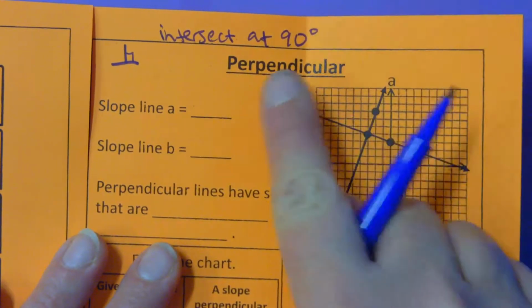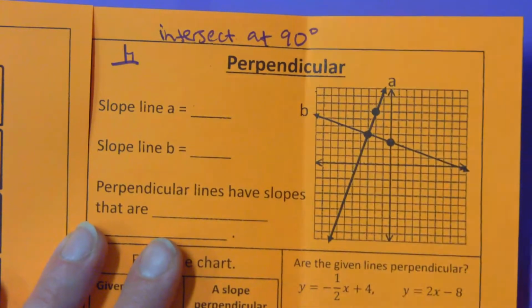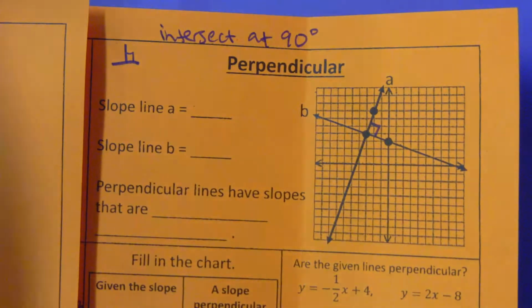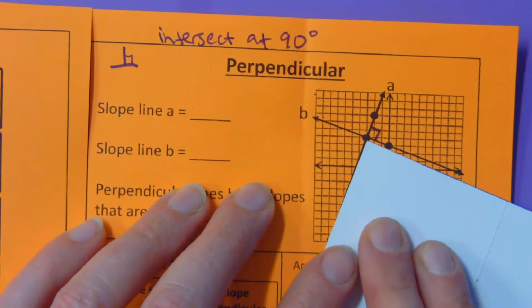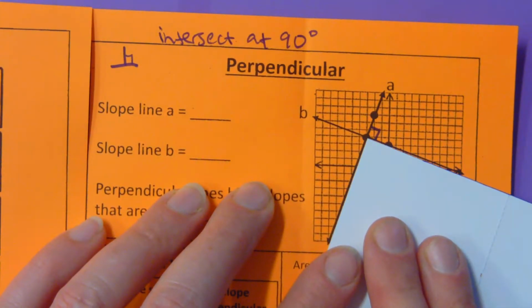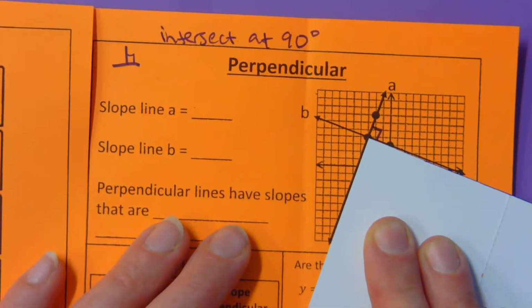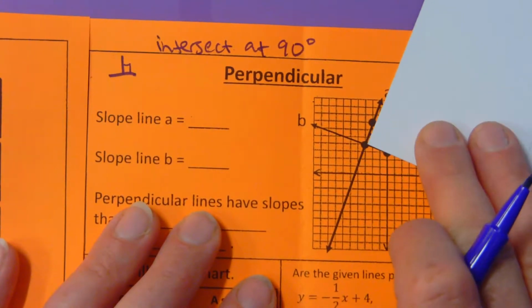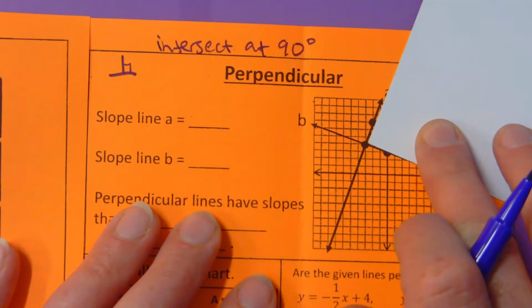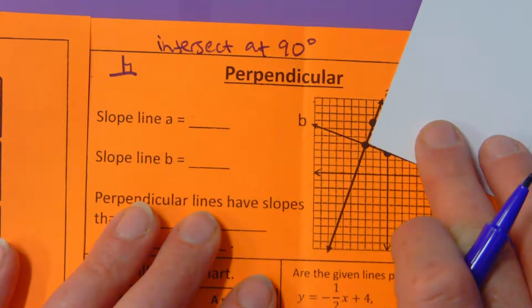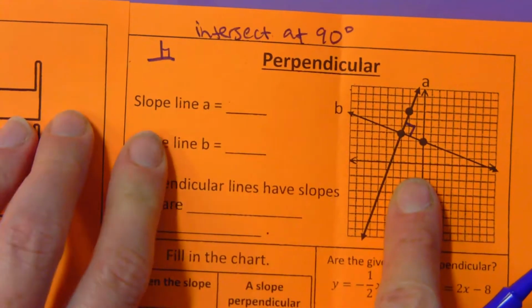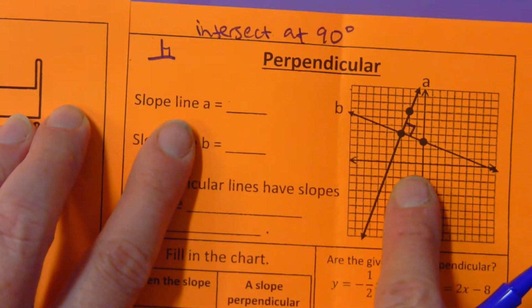So these two lines intersect, and this right here is a right angle. And so if you take any piece of paper and you put it into where they intersect, you can see that it's a right angle that way. If you use a protractor, you can tell it's 90 degrees. And so every single corner where they intersect is 90 degrees. And so that means these are perpendicular lines. And so we have to look at what happens with the slope of perpendicular lines.